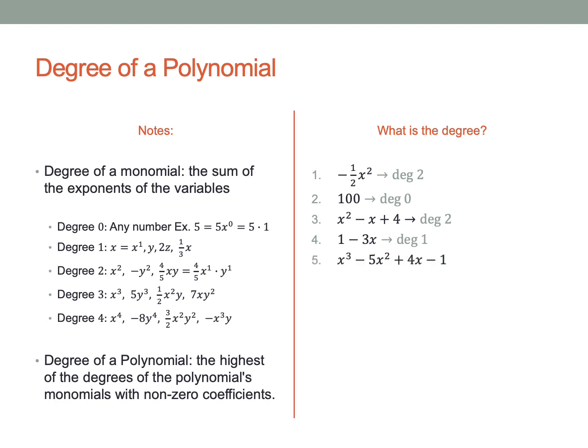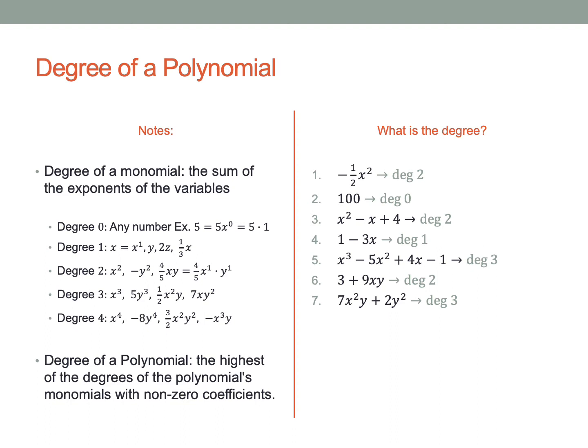Okay, what about x cubed minus 5x squared plus 4x minus 1? That's right, degree 3. Okay, here's a tricky one. What about 3 plus 9xy? That's right, degree 2. And lastly, what about 7x squared y plus 2y squared? That's right, degree 3, because 7x squared y has a degree 3, and that's the highest.